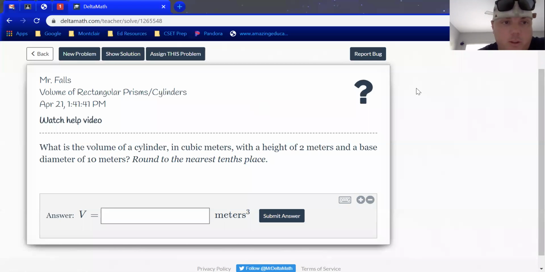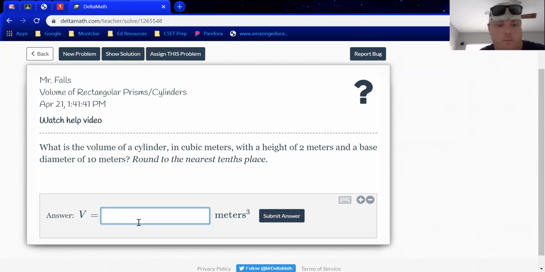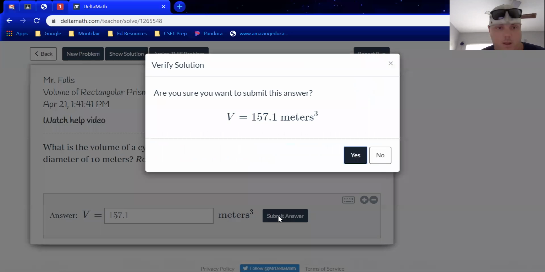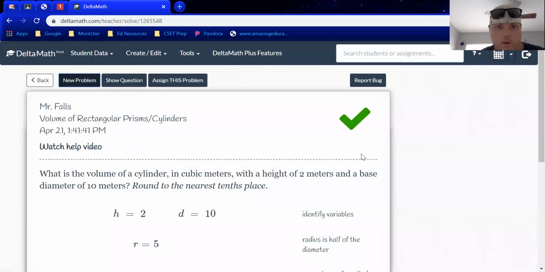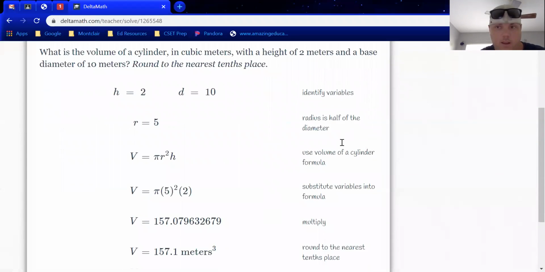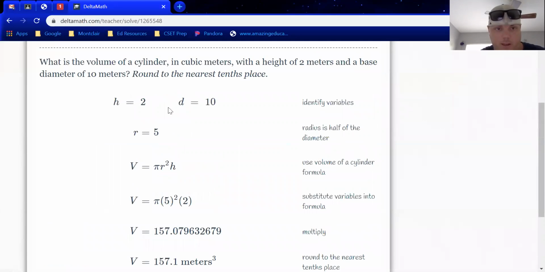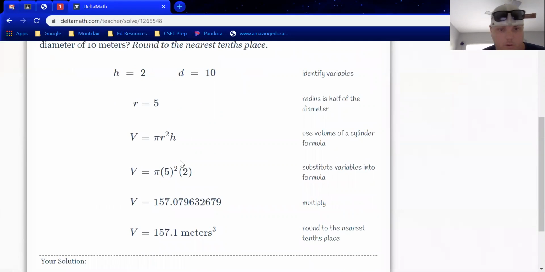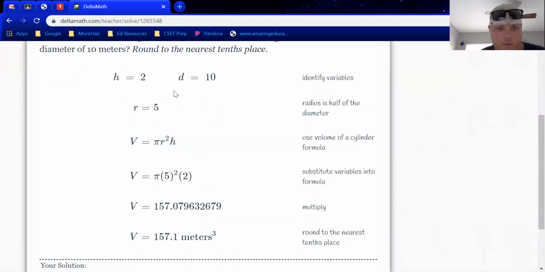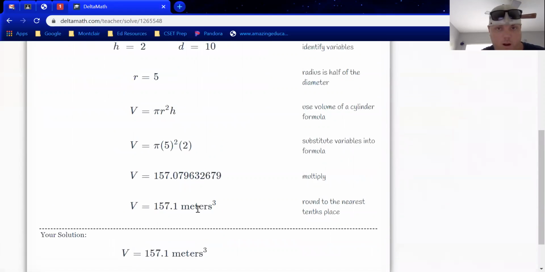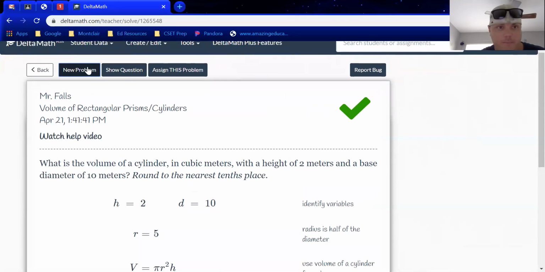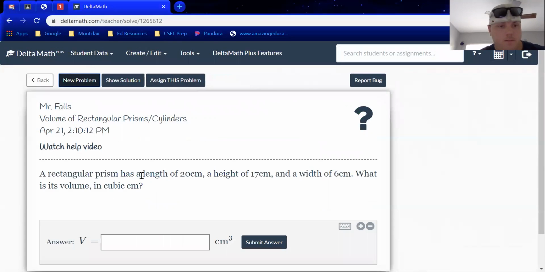So that's the problem that we just did, right? So I'm going to type in 157.1, see, even in Delta Math, it's at the nearest tenth place, right? So 157.1 meters cubed, submit answer. Yes, hopefully I got it right. Oh, look, I got it right. And here's what's cool, guys. See, it breaks it down for you. That's exactly what we just did too, right? That's what's cool about Delta Math. It really helps you and shows you the work, and you can follow along that way too, okay?